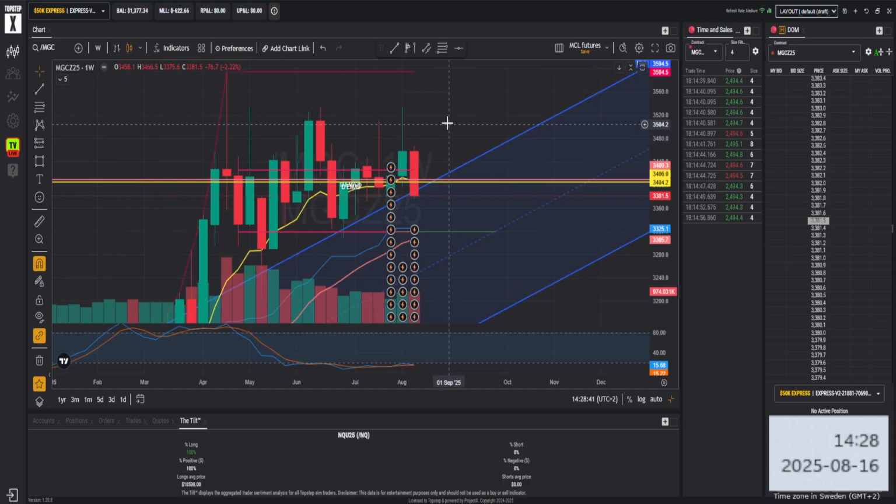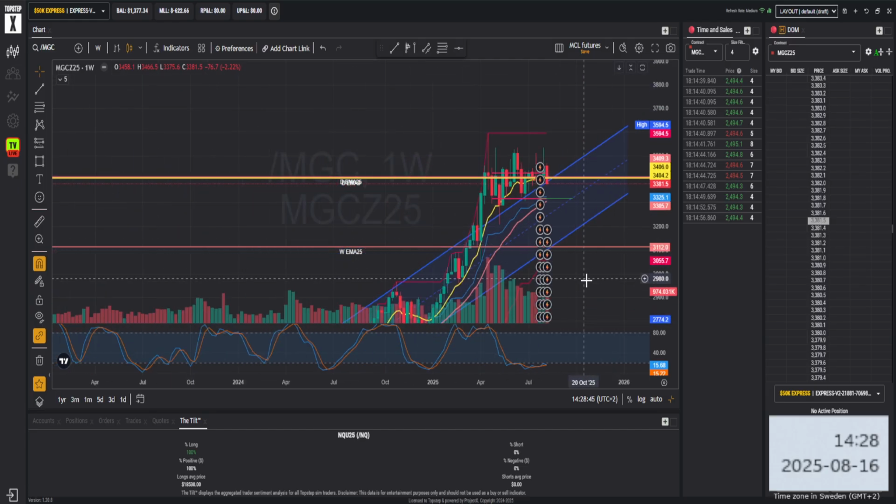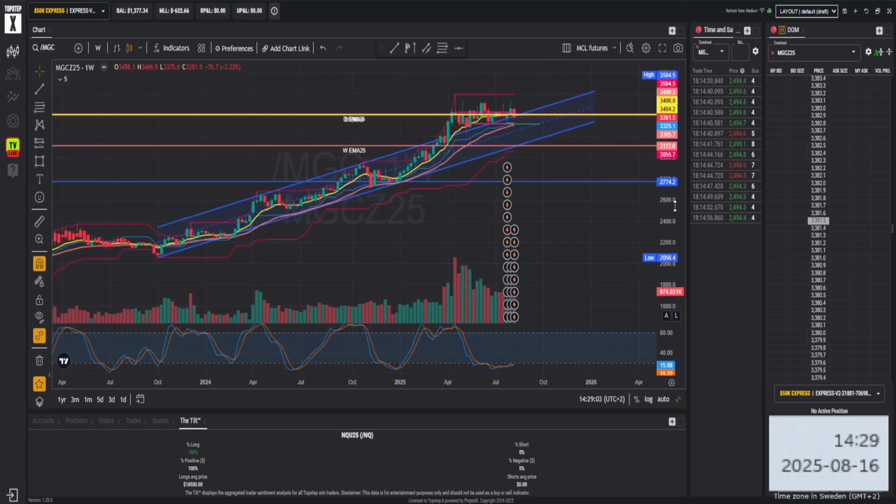So let's see. This is weekly. I have a very long blue channel here. Bottom, bottom, top, bottom, top, bottom, top. Came above it. Now we have been range bound since April. Crazy range bound.